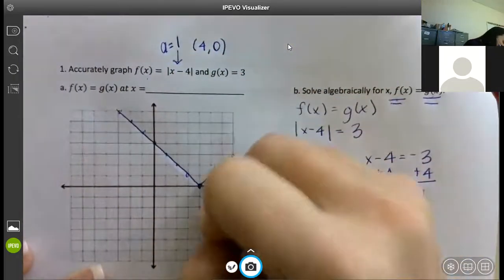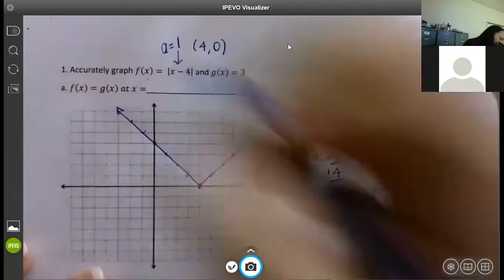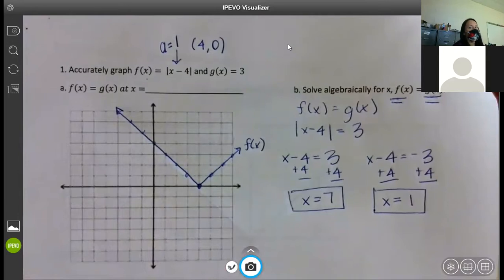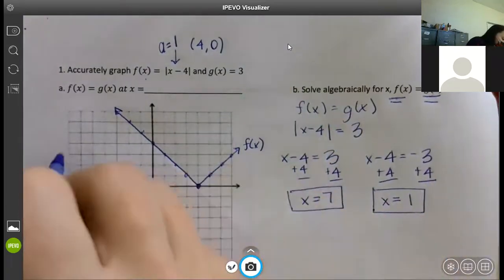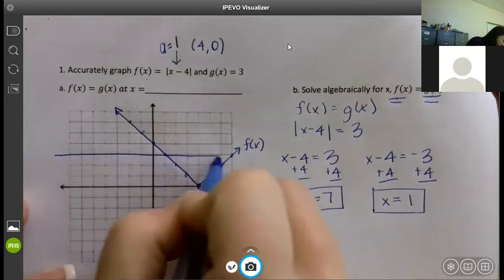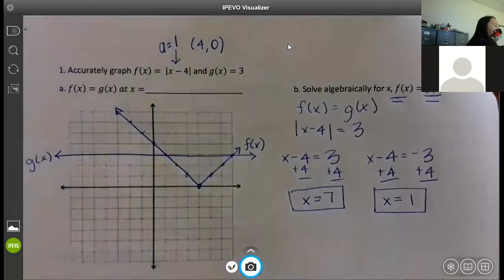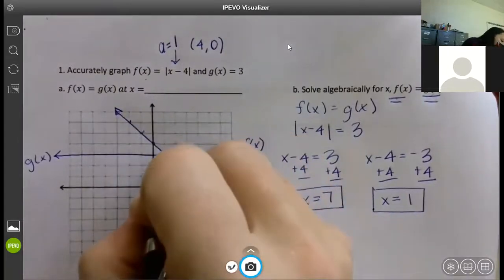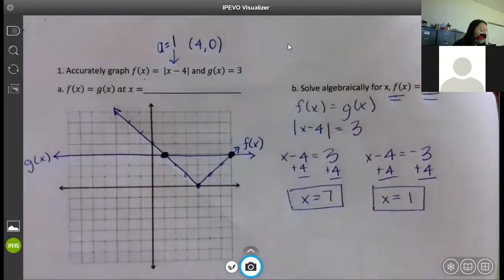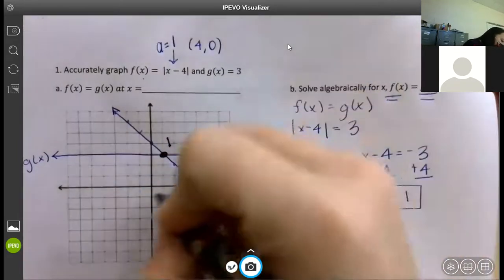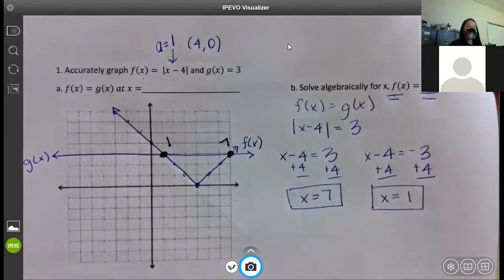So this is what your graph is going to look like for your absolute value. So this is f of x. G of x is 3. That's a horizontal line at 3. Where they cross is where my answers are. Where did they cross at? 1 and 7. We only want the x. Remember, we're just solving for x. It doesn't matter what the y is.